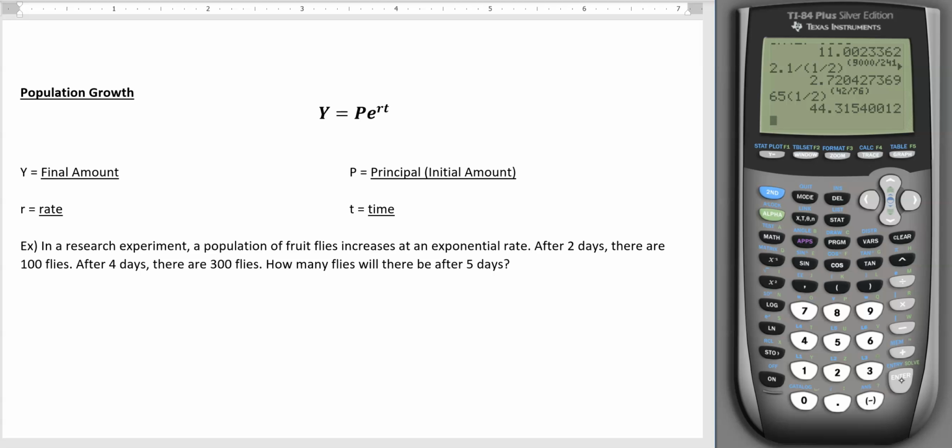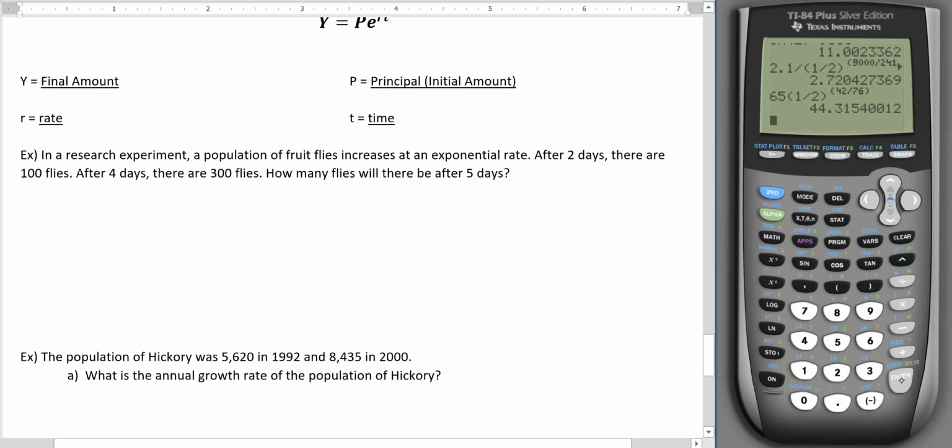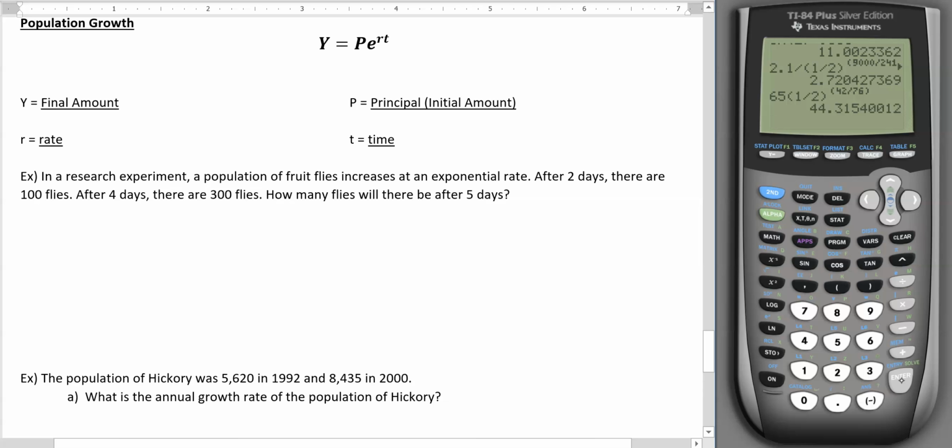So let's look at some examples here. In a research experiment, a population of fruit flies increases at an exponential rate. After 2 days, there are 100 flies. After 4 days, there are 300 flies. How many flies will there be after 5 days? So this is a great question because it really makes us think. We're going to solve for the rate, right? We need to figure out the rate first because they don't give us that. They just tell us it's an exponential rate. And then once we find the rate, we can figure out how many there will be after 5 days.